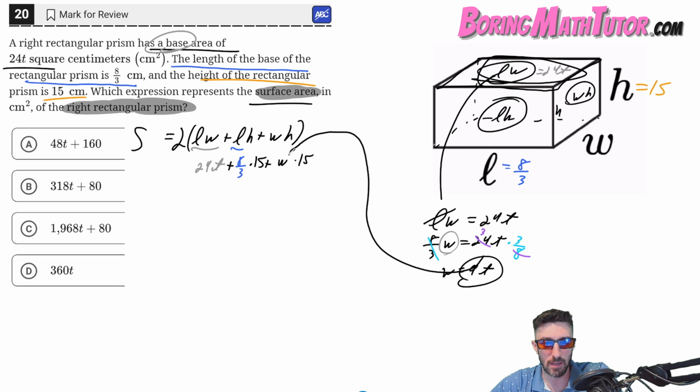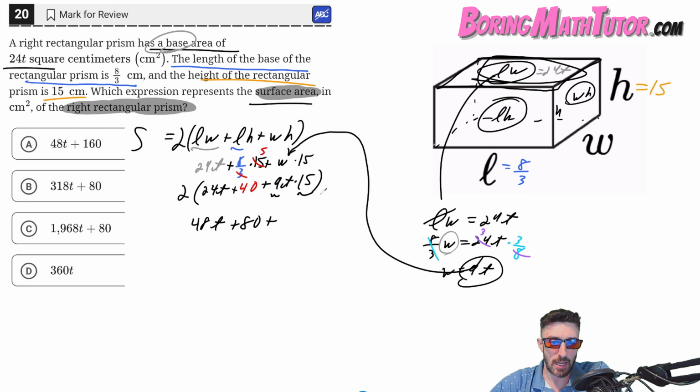That's what I now want to pop in for my W right here. So now it's 9T times 15 plus 8/3 times 15. For that one, I can actually clean that up as well. 15 divided by 3, that's 5. 5 times 8, that would make that 40. Plus the 24T. And then I'm multiplying all of that by 2. And let's see, that's going to get me 48T plus 80. And then 9 times 15 times 2. So I'm going to do the 15 times 2 first. It's 9 times 30. That creates 270.